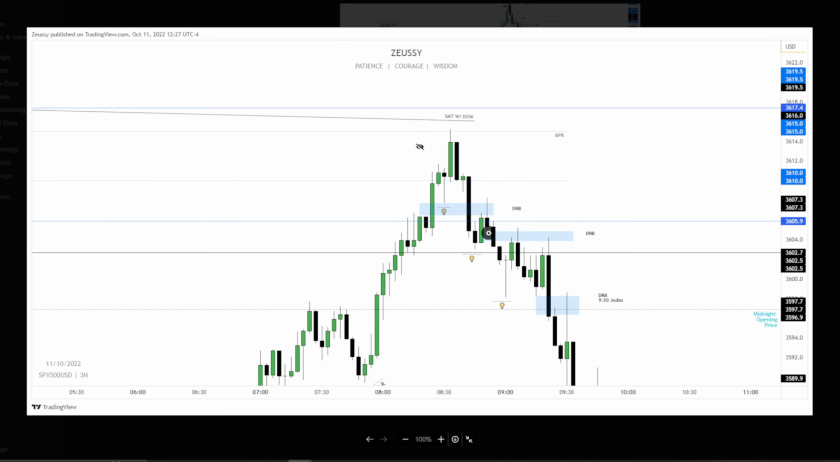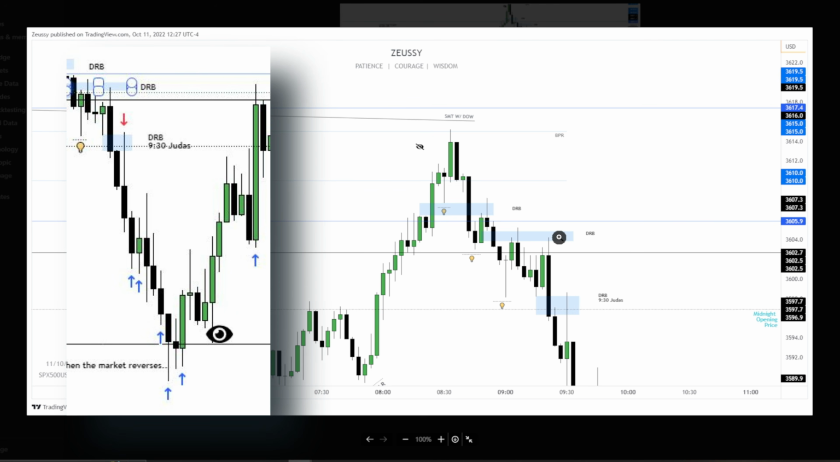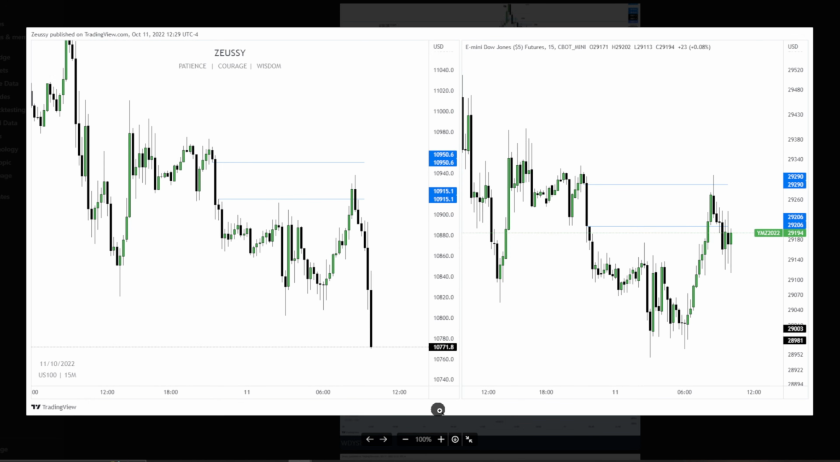Sell off, market structure shift, fair value gap, stop can be placed above this high because this rebalanced this fair value gap. Sell off, market structure shift, fair value gap, rebalance, sell off. Balanced price range here could be your entry, stop above here because this rebalanced this fair value gap. Boom, sell off.